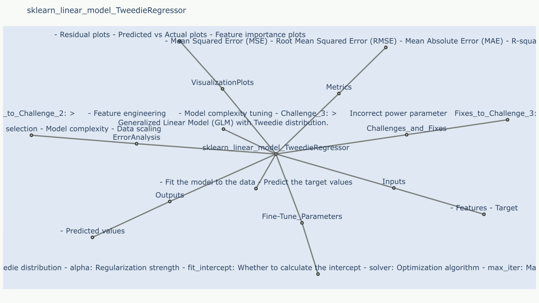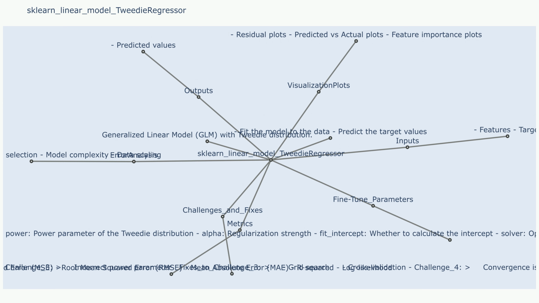The Tweedie distribution encompasses a range of distributions, including Poisson, gamma, and compound Poisson distributions, allowing it to handle different types of count data with varying degrees of overdispersion.